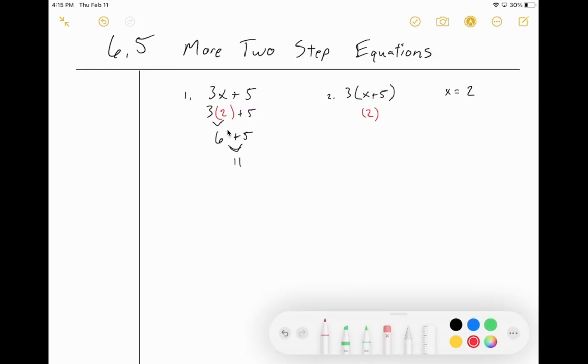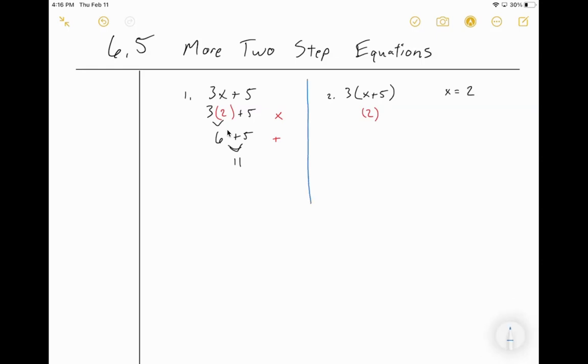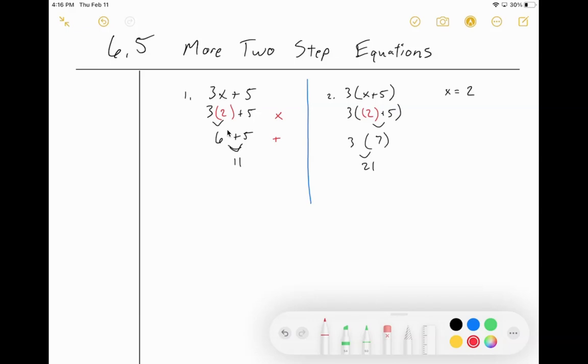So what did I do? The first thing I did was multiply, and the second thing I did was add. So in the first problem, I multiply first, and then I add. Order of operations. In the second problem, you still go by order of operations, but remember we have the parentheses, so that goes first. So this is adding first, which is 7, and then 3 times 7, which is 21. So on this problem, the first thing we did was add, and then we multiplied.